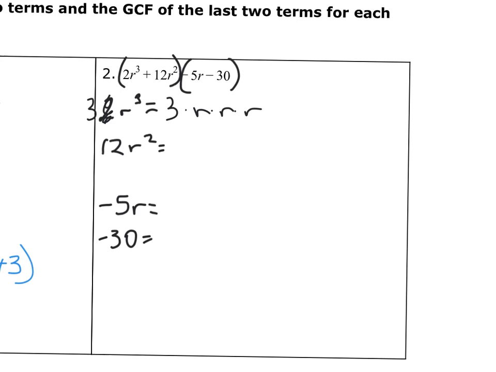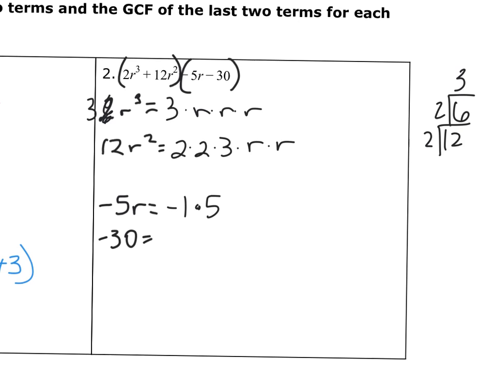All right, then 12r squared. The factors of 12: 2 goes into 6 3 times. So that's 2 times 2 times 3 times r, right? Yes. So far, so good? Okay. Negative 5r is negative 1 times 5, and we have times r, right?